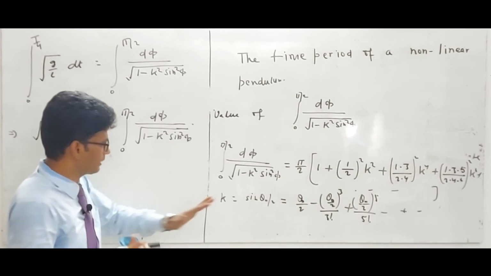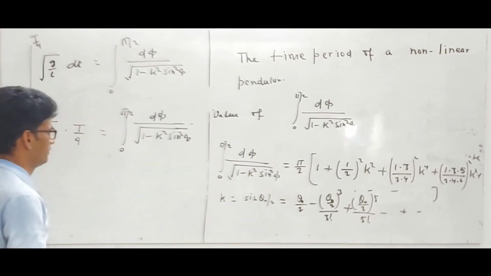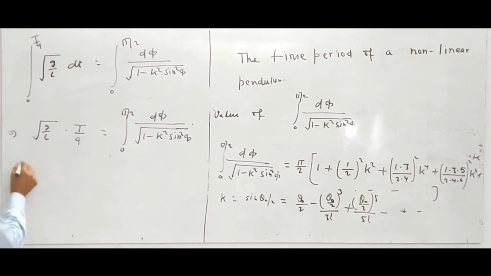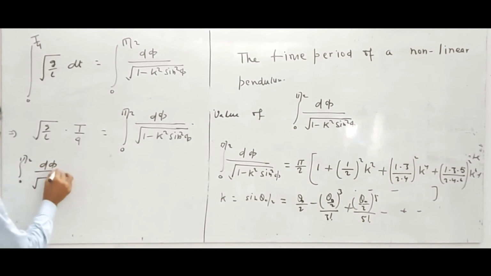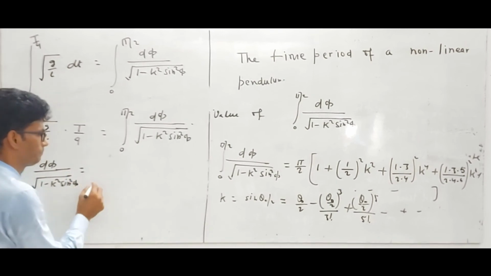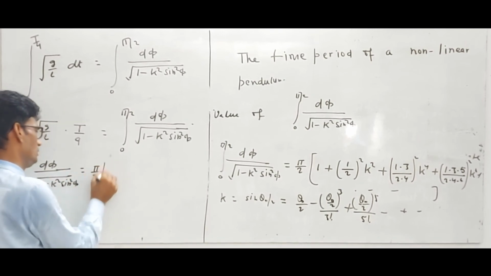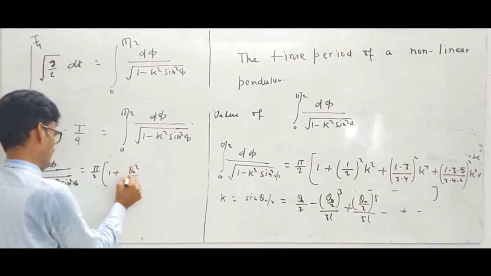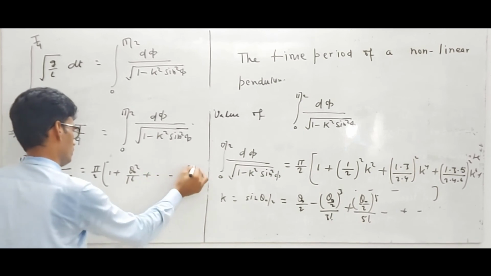If we are going to put the k values there, we will get the value of this power function. So what is the value of this power function? 0 to pi by 2, d phi over under root 1 minus k square sine square phi. This comes out to be pi by 2 times 1 plus theta naught square over 16 and so on and so forth.